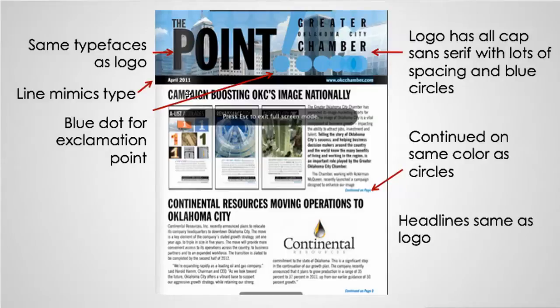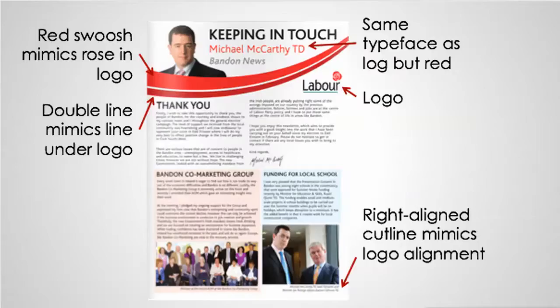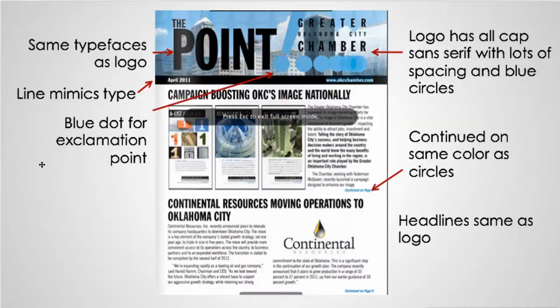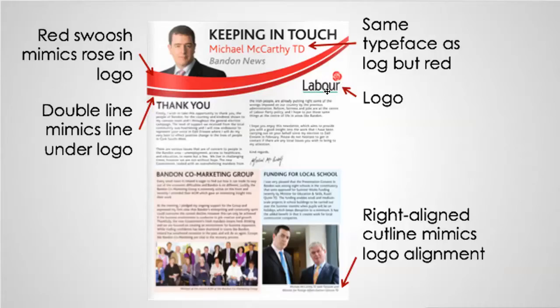And then you can see the headlines for this newsletter are the same typeface as the logo. And then this continued on, this jump, is the same color as the circles. So this designer is just pulling a lot of the logo stuff into the newsletter. Here's another great example. This is the logo right here, Labor, and it's got a red rose and a green line underneath it.